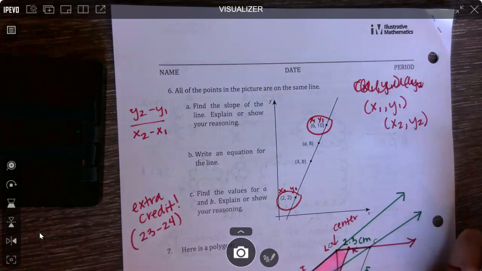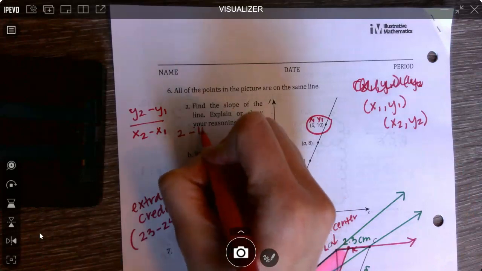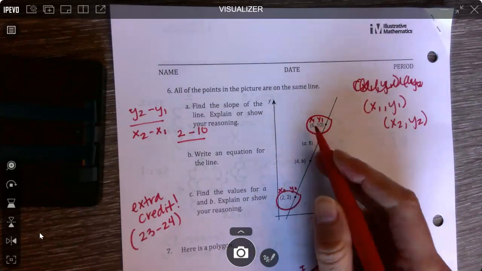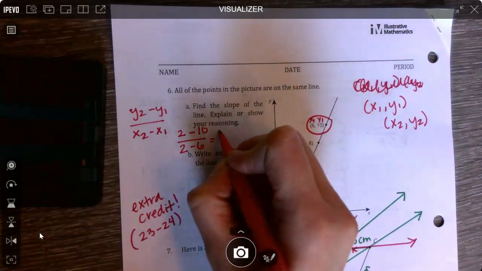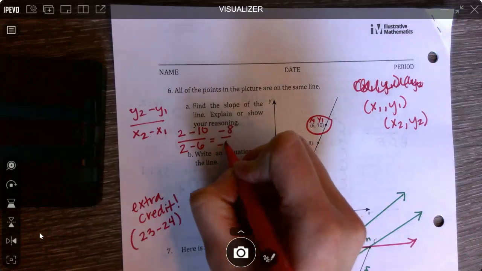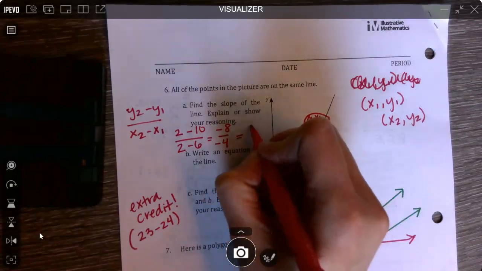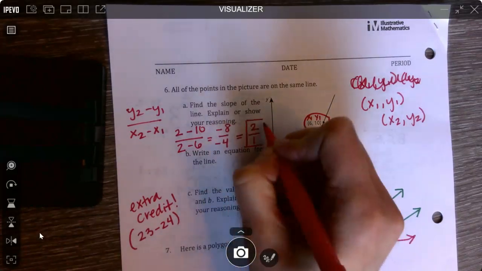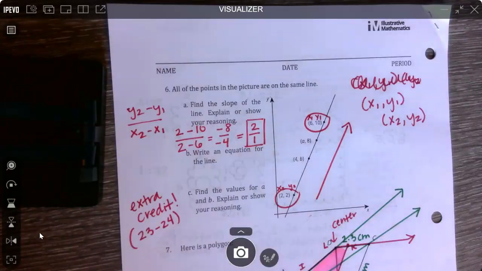So plugging in my equation, my y2 is 2. So I've got 2 minus 10 over, my x1 was 6, my x2 was 2, so 2 minus 6 equals, I've got a negative 8 over a negative 4. If I put them on my calculator, negative 8 divided by negative 4, I get 2. If I simplify and divide them both by a negative 4, I get 2 over 1, okay? So this is 2 over 1. I took 8 over 4 as well, if that's what you ended up with, okay? But it should be a positive slope, right? Because I am going up as I go left to right.